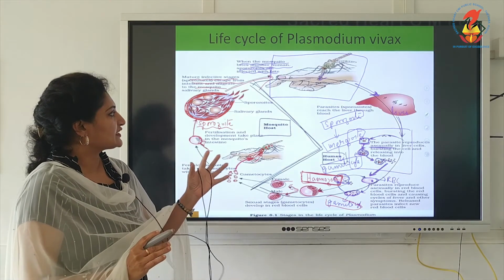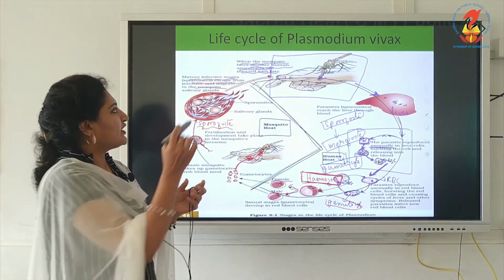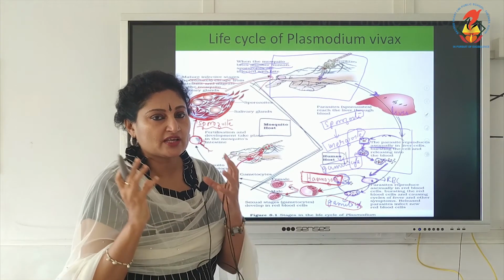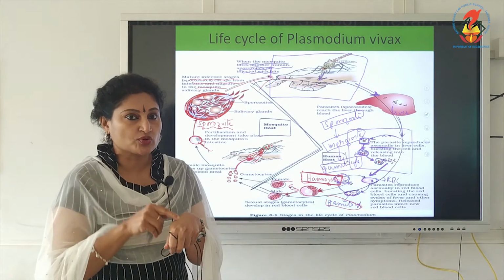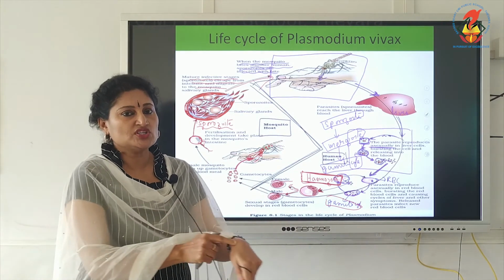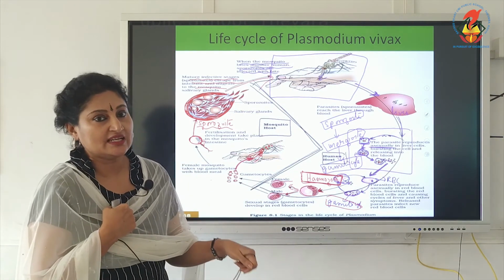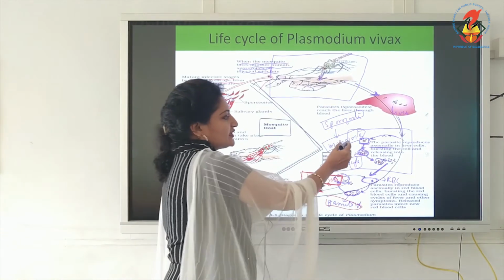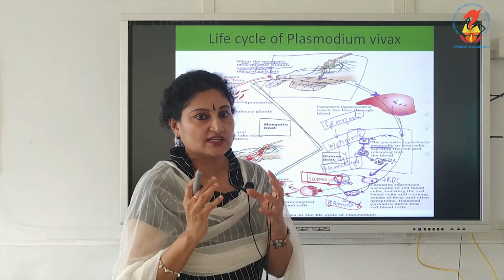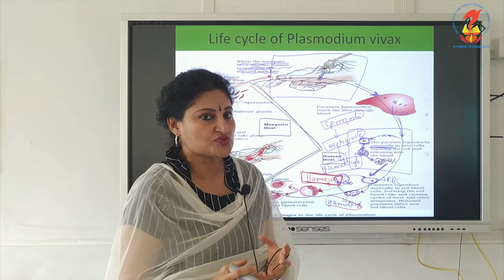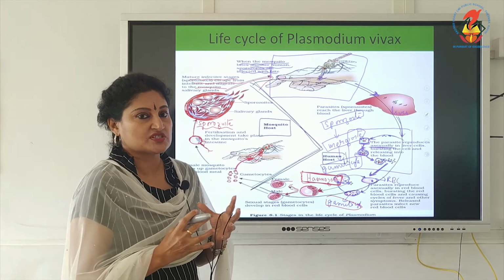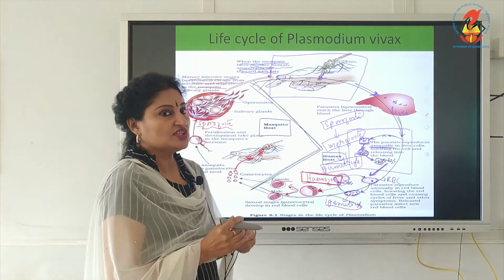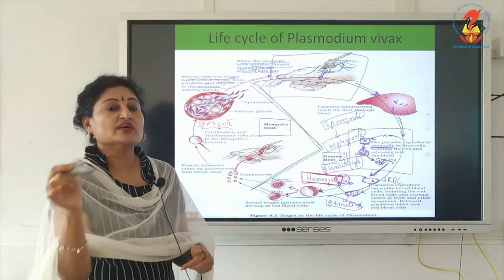So, once again a quick recap: when a mosquito fully equipped with sporozoites bites a healthy person, it injects sporozoites into his bloodstream. These sporozoites immediately get into the liver, enter the liver cells and multiply by asexual reproduction to form the merozoites, and when the liver cells are filled, they rupture and release merozoites, and these merozoites now attack the RBCs.